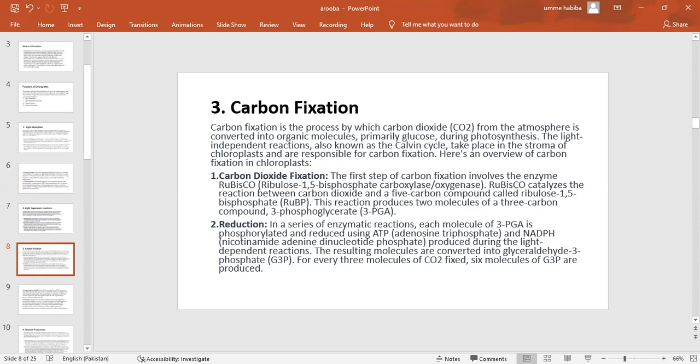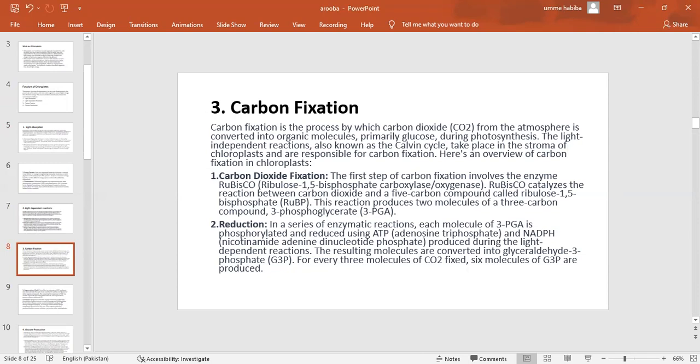Carbon dioxide fixation. The first step of carbon fixation involves the enzyme RuBisCO. RuBisCO catalyzes a reaction between carbon dioxide and a five-carbon compound called RuBP. This reaction produces two molecules of a three-carbon compound, 3-phosphoglycerate.